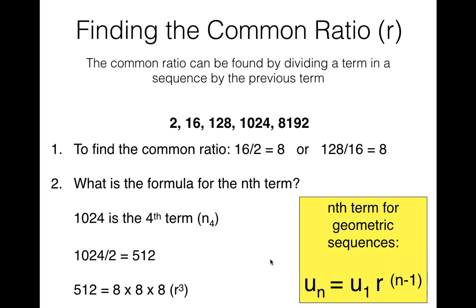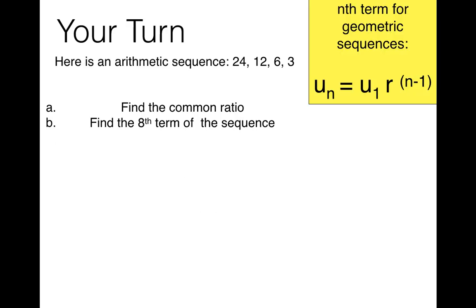So let's have a look a little bit at how we can use this. So we've got a geometric sequence, 24, 12, 6, 3. I'd like you first of all to find the common ratio. Then I'd like you to try and find the 8th term of the sequence using this formula here. So pause the video and see if you can work these two things out.